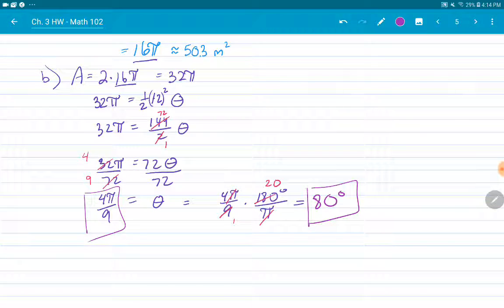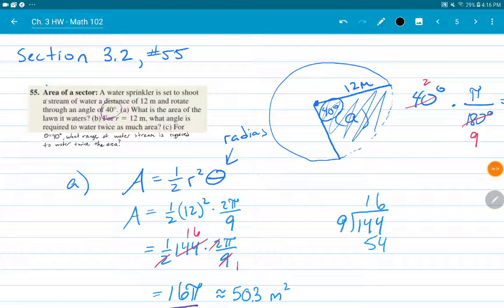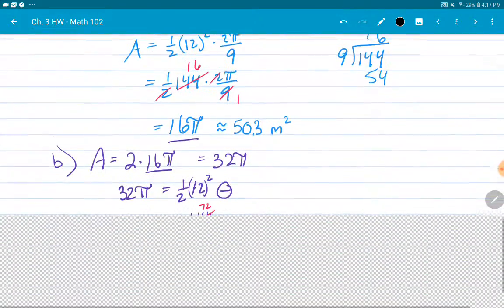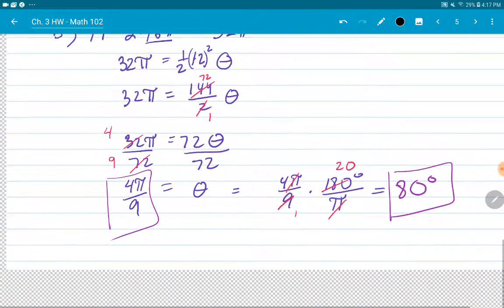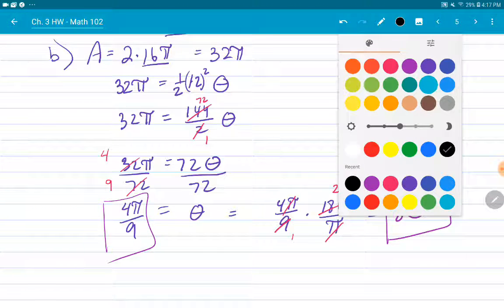All right, let's see. What's part C? I have to go fetch that. Okay, part C asks us to find out, we're going to fix the angle at 40 degrees this time and say what range of water stream is required. So we're looking for the new radius to water twice as much area. So in B we changed the angle, and in C we changed the radius. Okay, so I want to do the same idea though. So I'm going to go ahead and do it next to it so we can see it side by side.